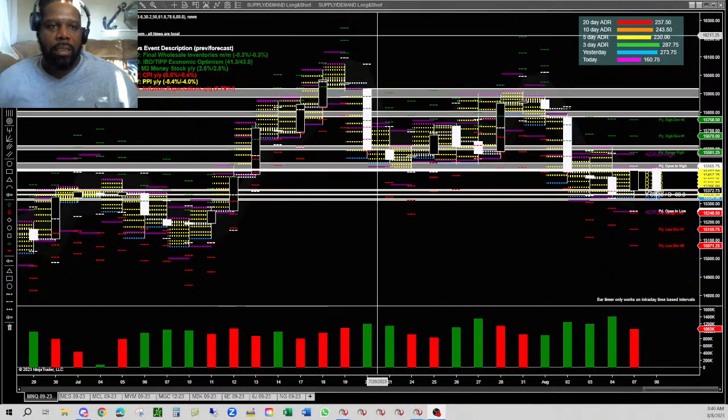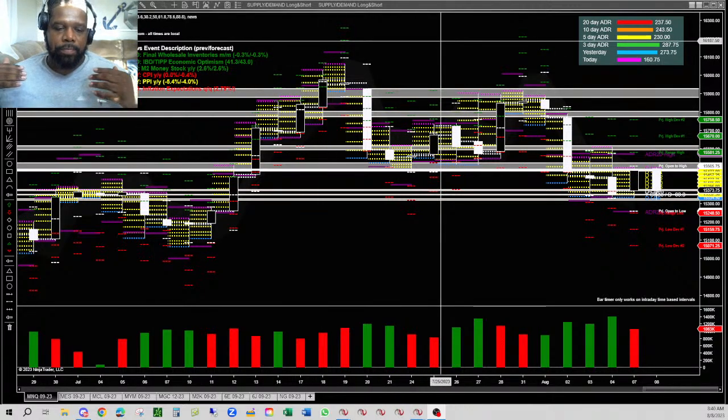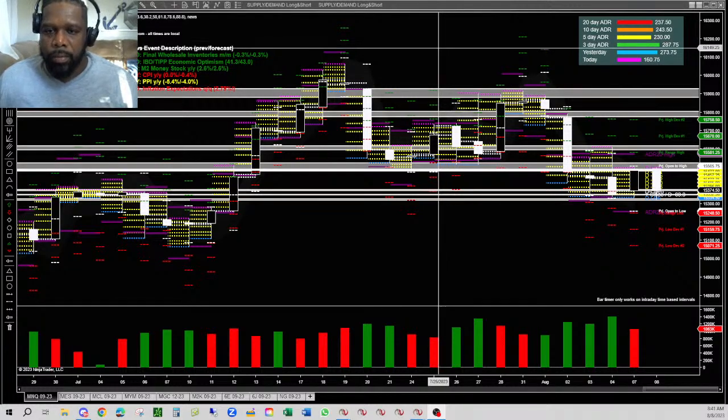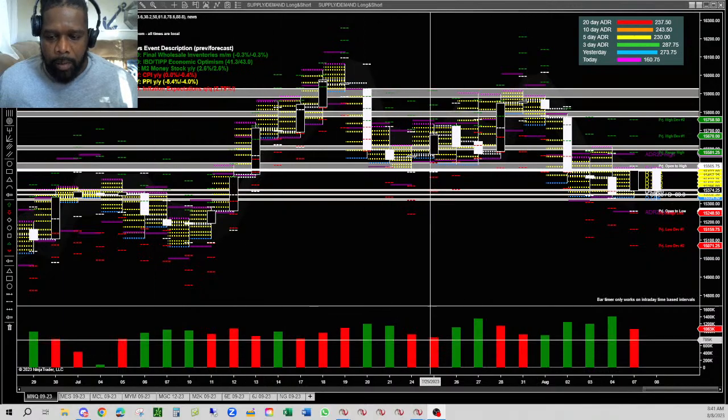So this is my prep chart, right? I got a question in the audience that says, what kind of chart is this? This is my prep chart. This is how I get prepared for the day. This is how I look at a lot of different levels while I'm trading, right? All of the colors, this is volume down here.